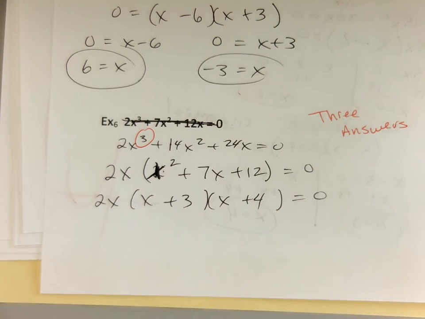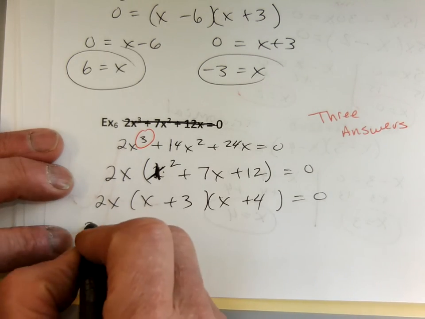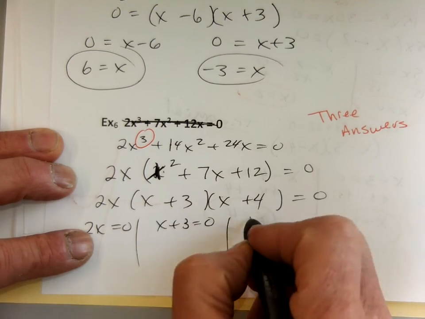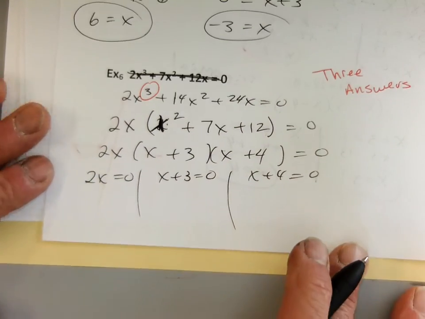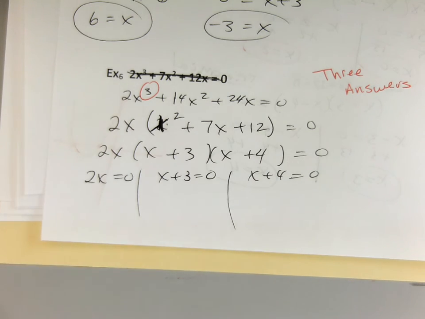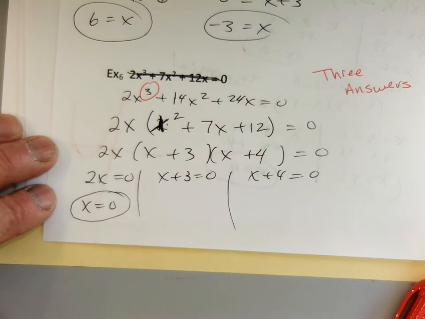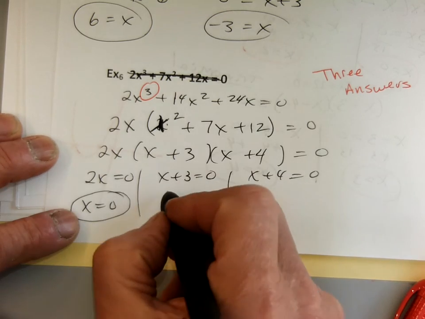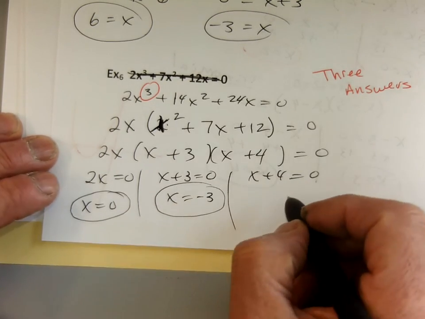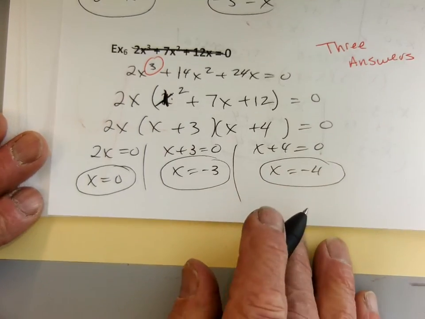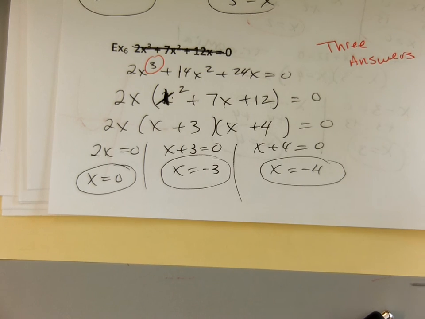Now, many equations, right? So we're going to go 2x equals 0, x plus 3 equals 0, and x plus 4 equals 0. I've got my many equations. I need 3 answers. I'm going to get 3 answers. Divide by 2, divide by 2, x equals 0, right? Minus 3, minus 3, x equals negative 3. Minus 4, minus 4, x equals negative 4, okay? What do you think? Can we do this? Okay, let me go ahead and stop the video.